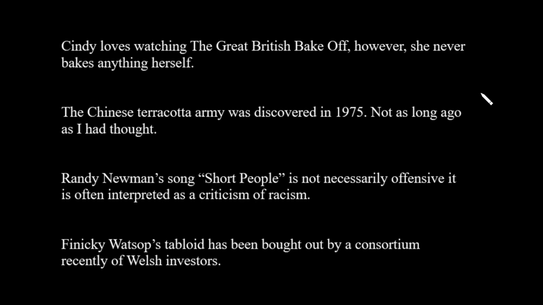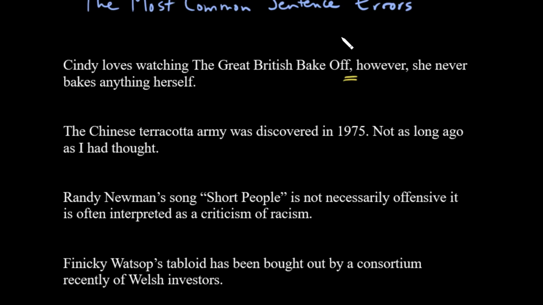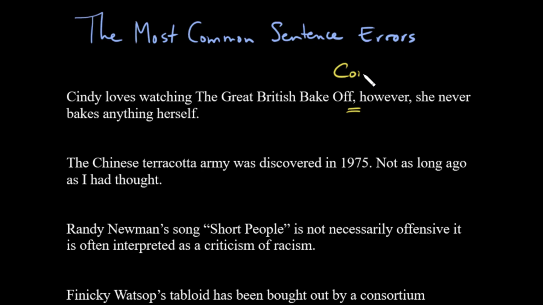The first one reads, Cindy loves watching the Great British Bake Off. And this one should have a period here, and we call this a comma splice. So a comma splice, and often this is abbreviated to CS. Okay, so we need a period here because these are really 2 separate sentences.